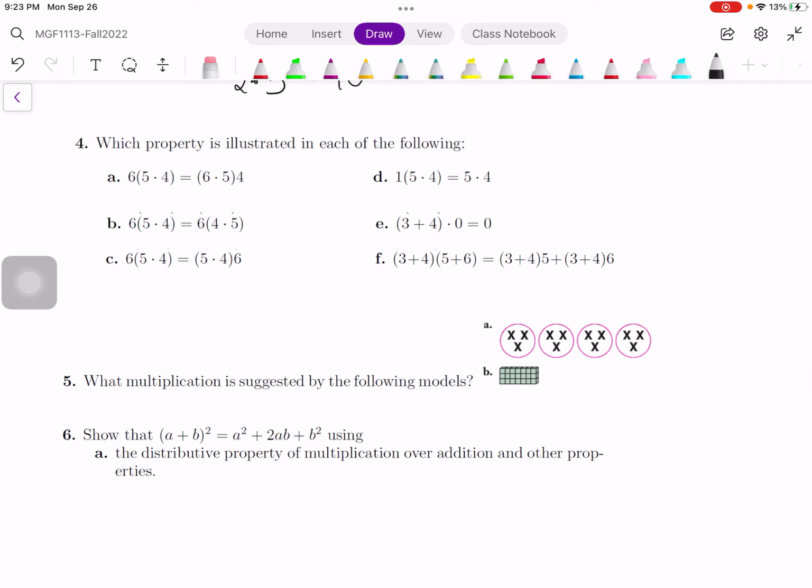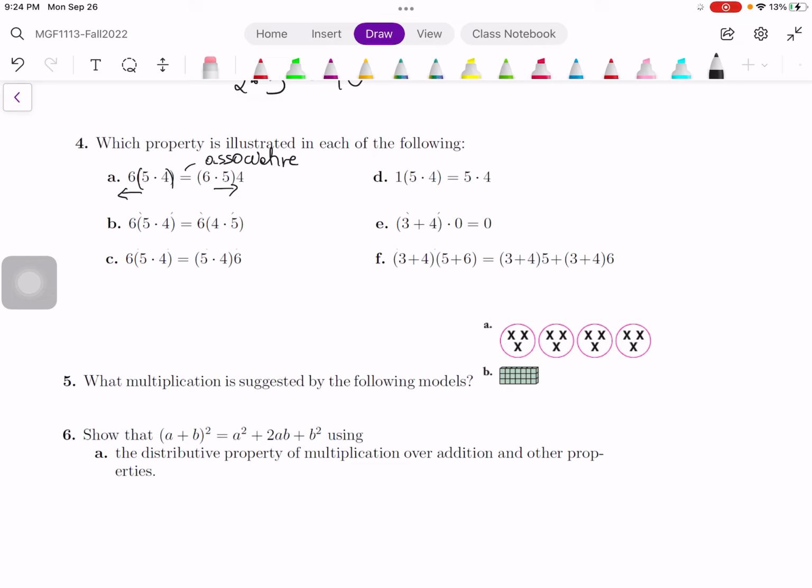Okay, which property is illustrated in each of the following? Let's look. 6 times 5 times 4 is the same as 6 times 5 times 4. So that's what? Associative. Whenever you just move parentheses one to the left or one to the right, so you're grouping it, you move this grouping one pair over, then that's associative.